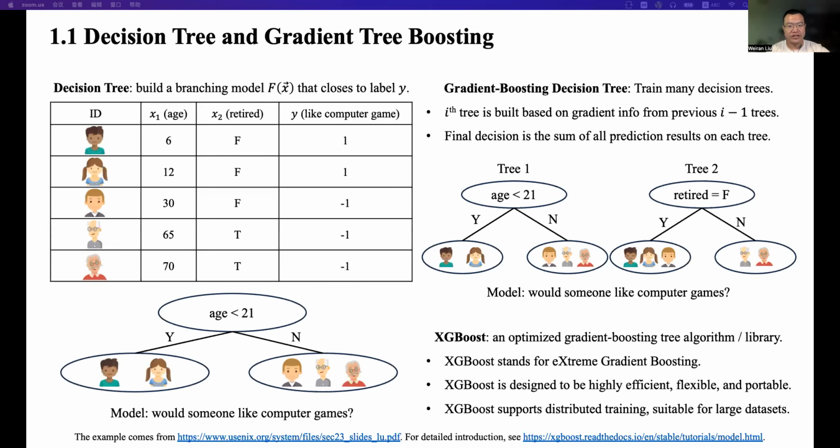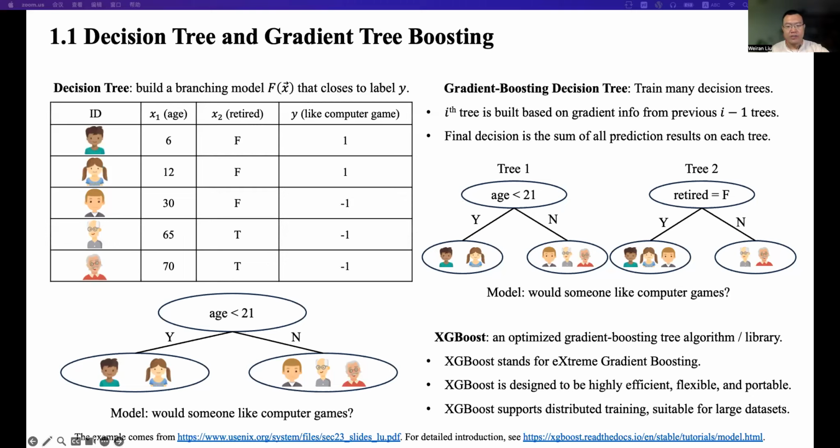What is a decision tree and gradient tree boosting? The decision tree builds a branching model that is close to the labels. For example, assume we have the following dataset with the features x1 as age and x2 as retired, and the label as whether the individual likes playing computer games. We can build a decision tree based on the dataset, showing that if age is less than 21, then the individual would probably like playing computer games.